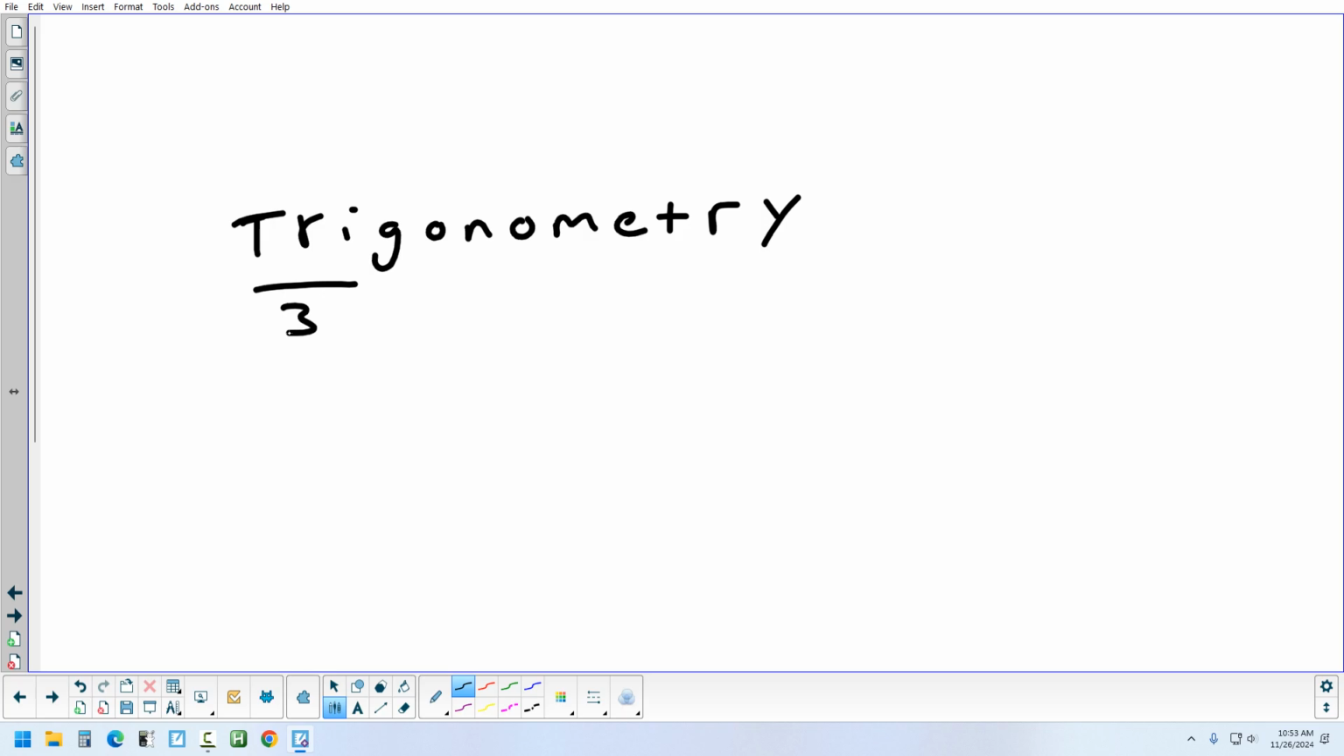Metri, yeah. So measuring or measurement. And we see the word metri in various subjects that end with that, like trigonometry, geometry. So metri means measurement. And there's one more part of that word.